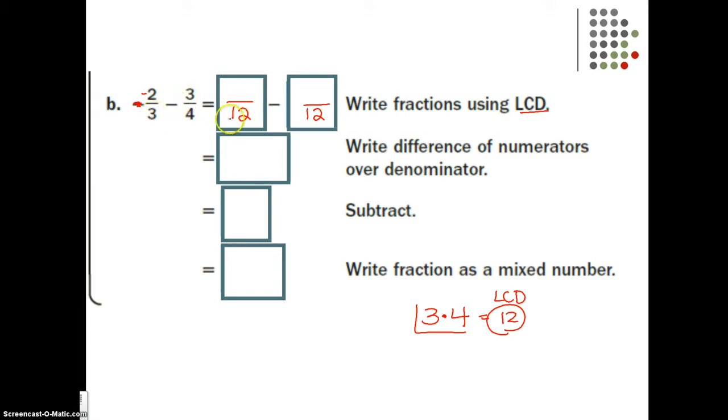How did I go from 3 to 12? You multiply by 4. So multiply -2 by 4, which is -8 over 12. We put the subtraction sign. Let's bring that over. And 4 to 12 is 4 times 3, so we do 3 times 3, which is 9.